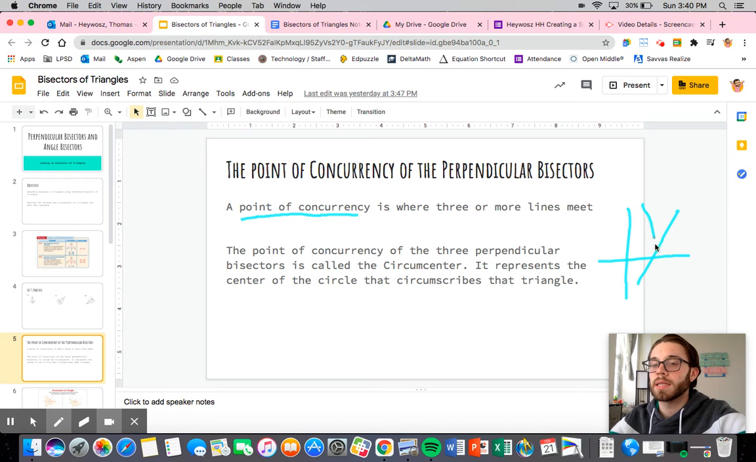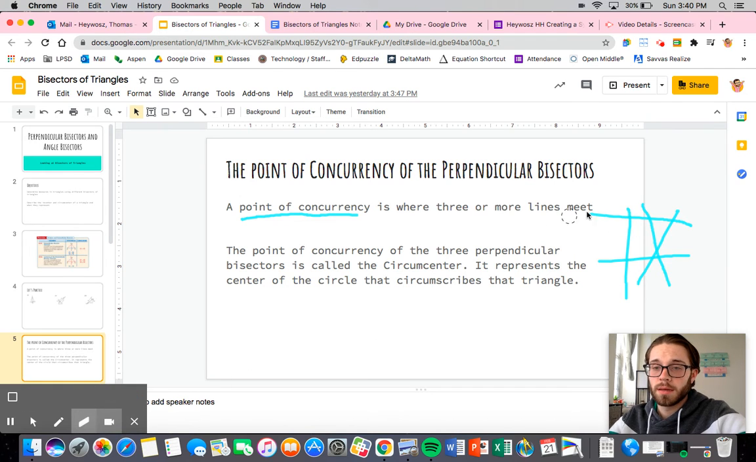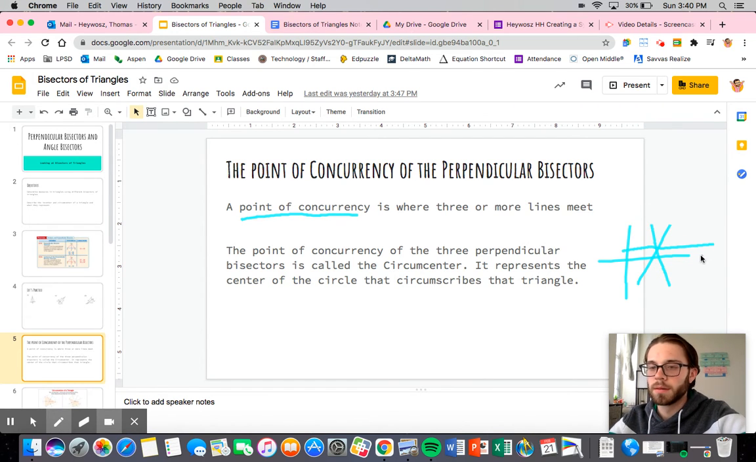this line and this line, I don't want ones that meet like this, right? They have to all meet at the same point. So not that. I would need a point where all 3 of them are meeting. So right off there. That would be a point of concurrency where all 3 of them meet. Okay.